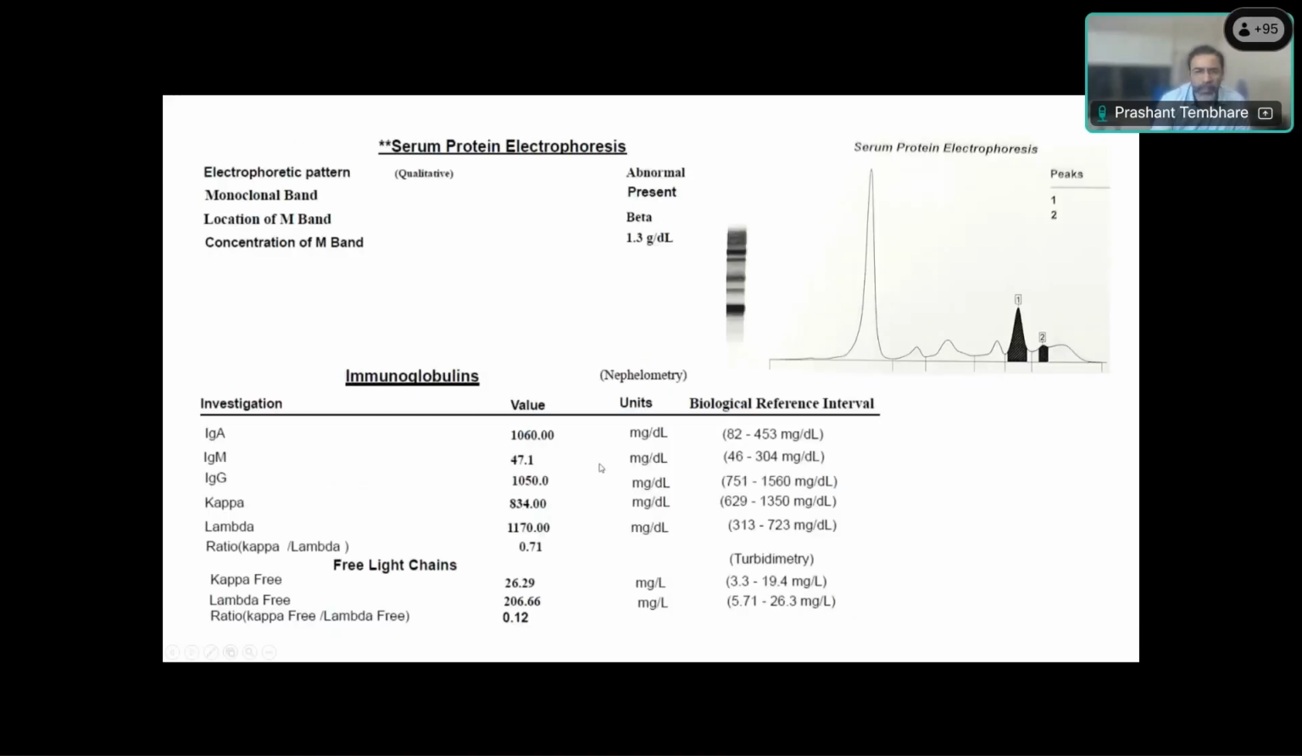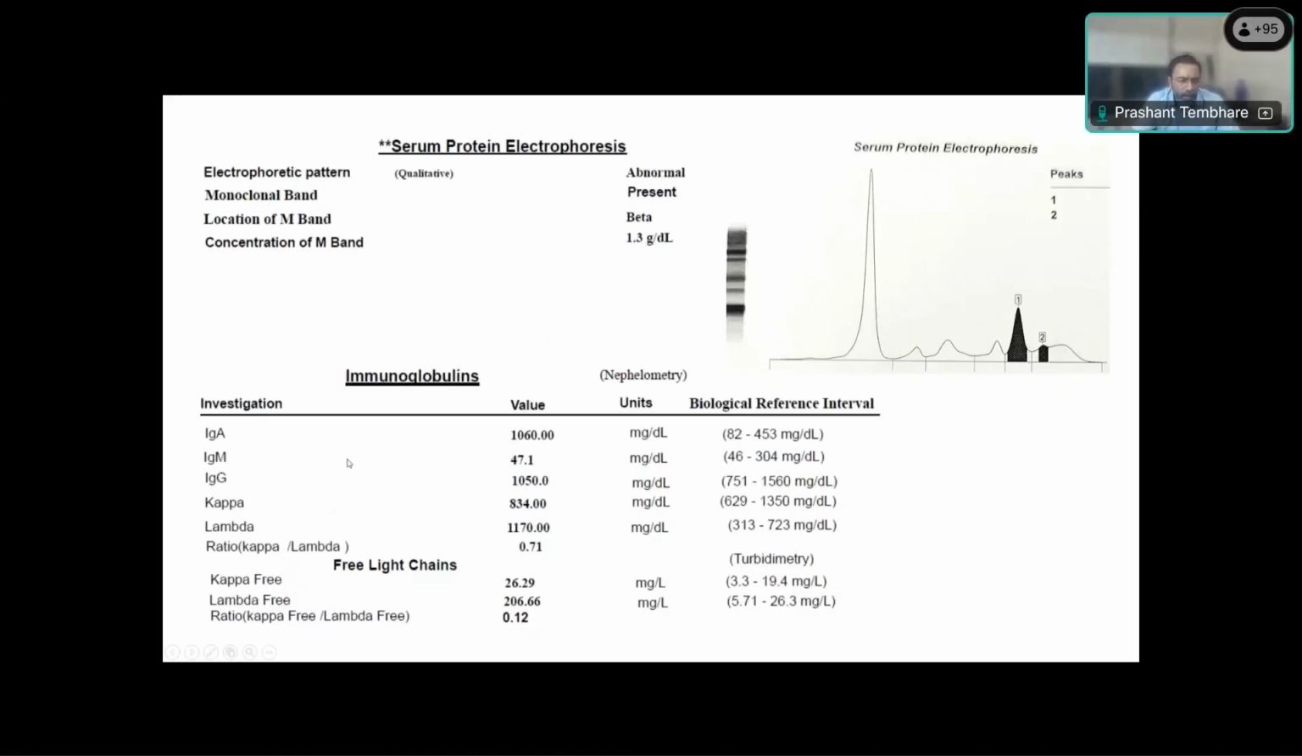And because there was a lytic lesion in the cervical spine, serum electrophoresis was done. You can see on the serum electrophoresis there is a band, not in the gamma but in the beta region, overlapping slightly into the gamma region. So M protein was detected at 1.3 gram per deciliter.